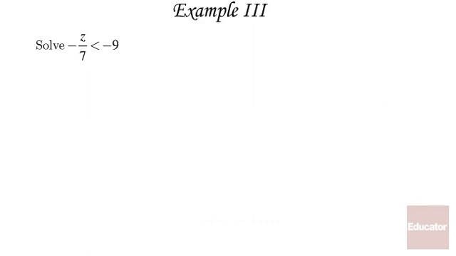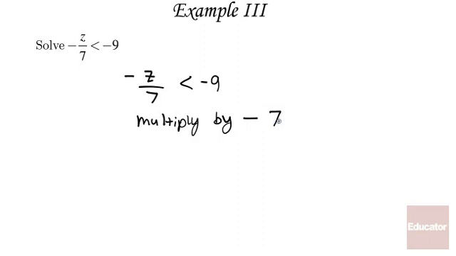Okay. In the third example, I have negative z divided by 7 is less than negative 9. So when I look at this, I see that in order to isolate the z, what I'm going to need to do is multiply by negative 7. That means, since I'm multiplying by a negative number, as soon as I do that, I've got to reverse the inequality. If I don't reverse the inequality symbol, the solution set that I end up with will not be the solution set for the original inequality.